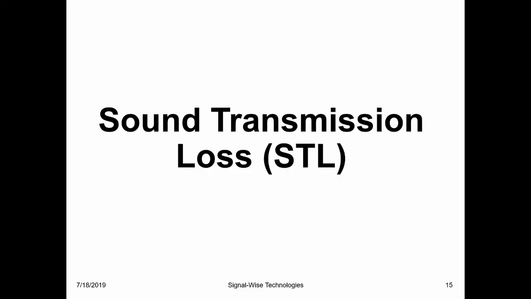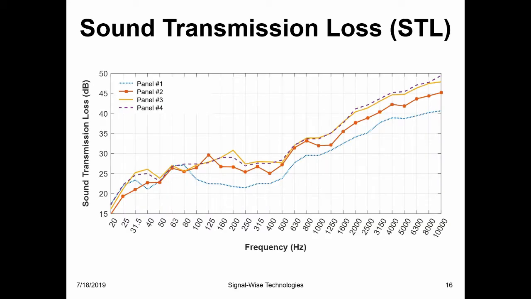Now let us examine the performances of these panels by looking at the STL spectra. Results show that panel number 1 allowed the most amount of sound transmission, especially at the mid to high frequency ranges. Panels number 3 and 4 exhibited better sound transmission loss performances at the mid to high frequency ranges.